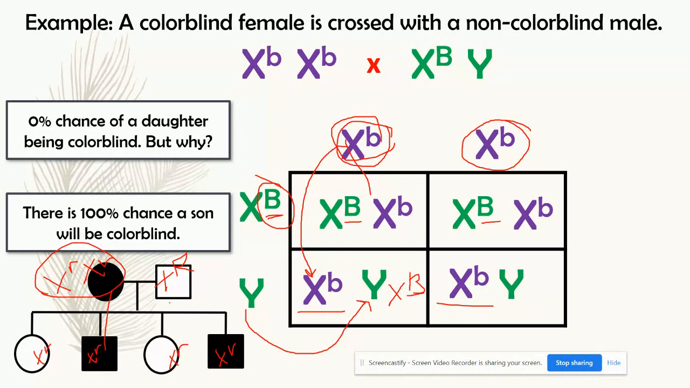I don't know why I'm using R's. I'm sorry. Oh, he has the dominant one. So every daughter will inherit that dominant allele. So I guess you could use B's. I don't know why I did R's.